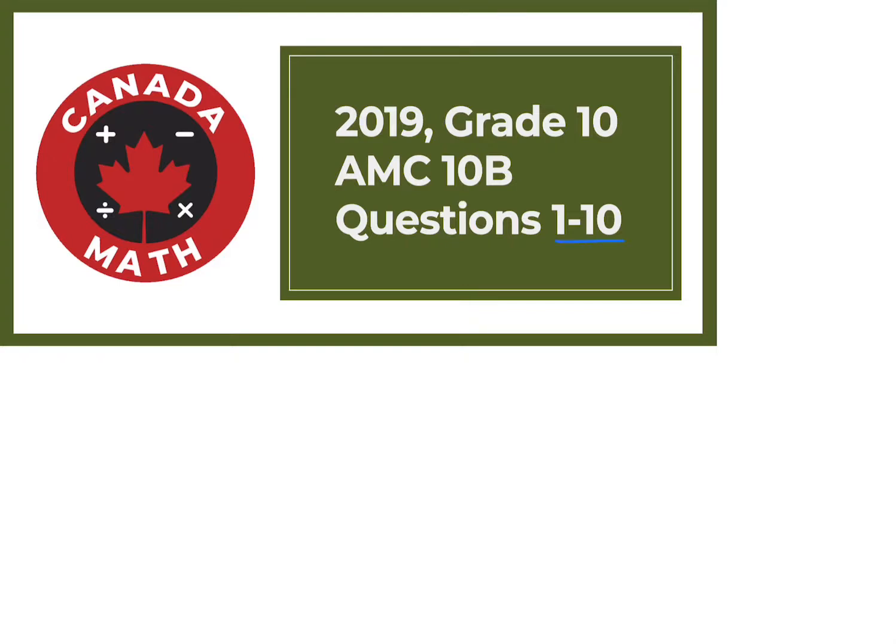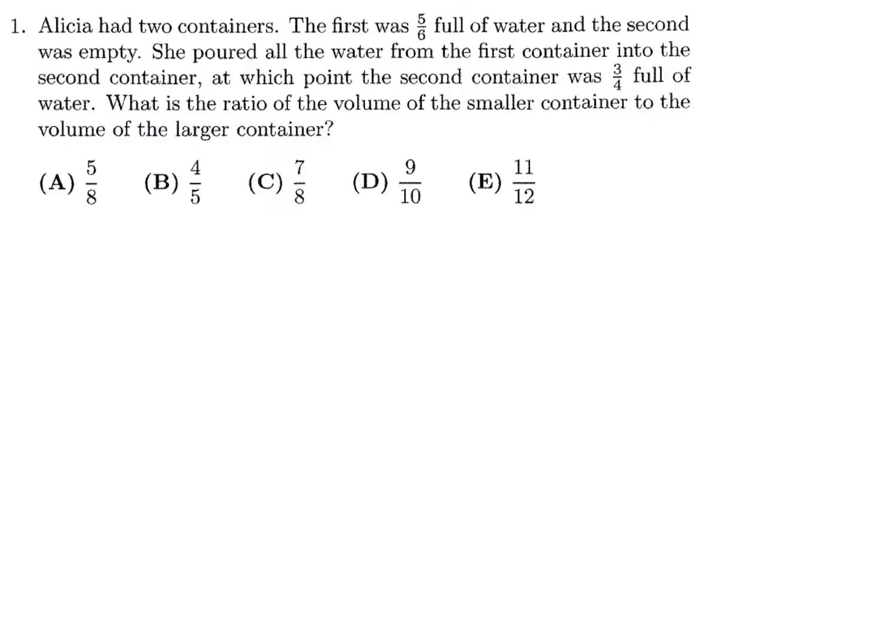Questions 1 through 10 on the 2019 grade 10 AMC 10B. Alicia had 2 containers. The first was 5/6 full of water, and the second was empty. She poured all the water from the first container into the second container, at which point the second container was 3/4 full of water. What is the ratio of the volume of the smaller container to the volume of the larger container?